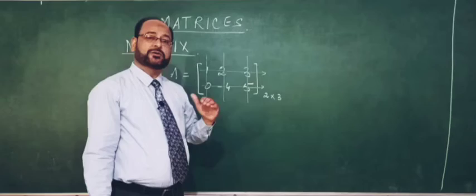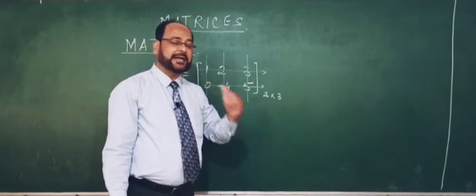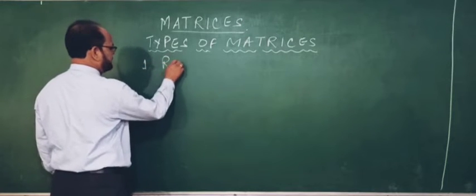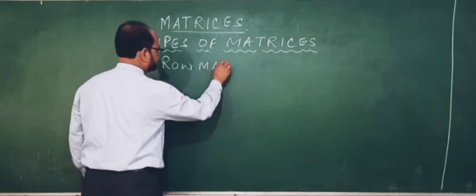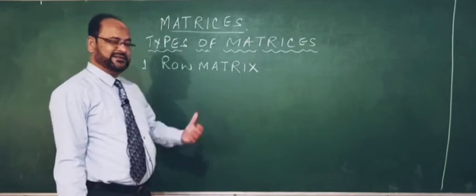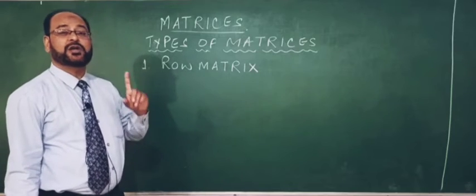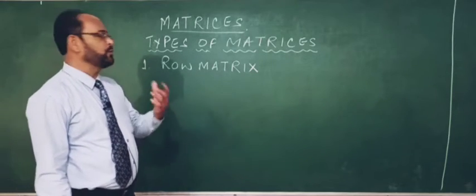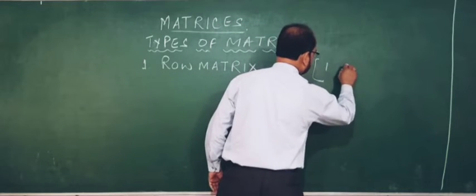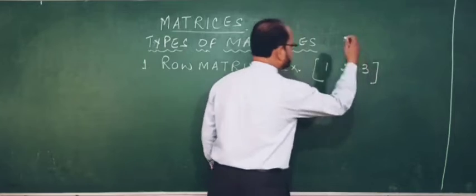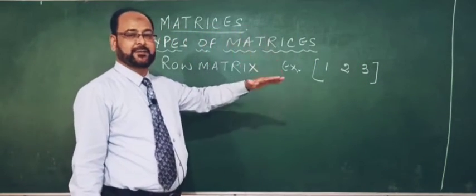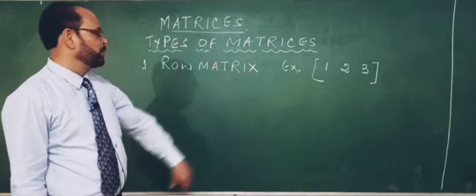Now you are going to see the types of matrices. First we have row matrix. Now what is row matrix? A matrix in which there is only one row, it is called row matrix. The example is, you can write 1, 2, 3. This is an example of a row matrix because it has only one row.